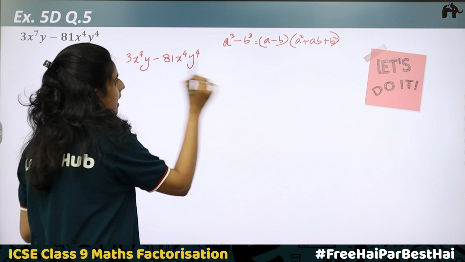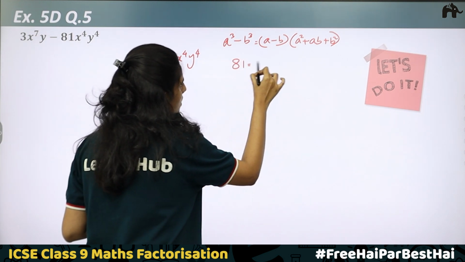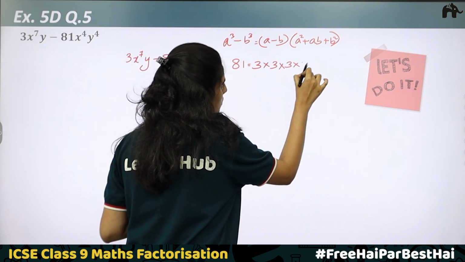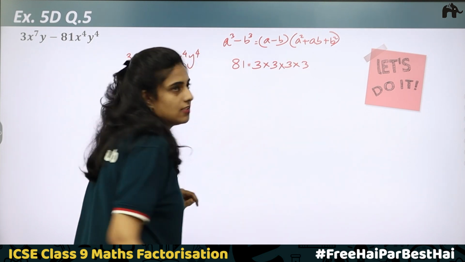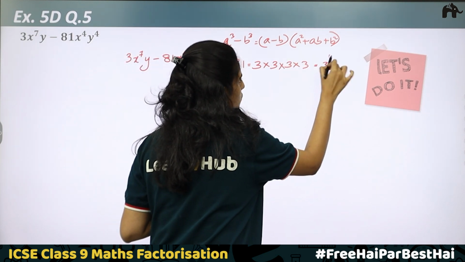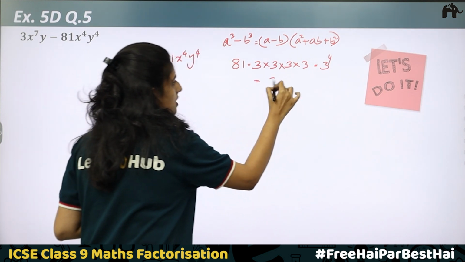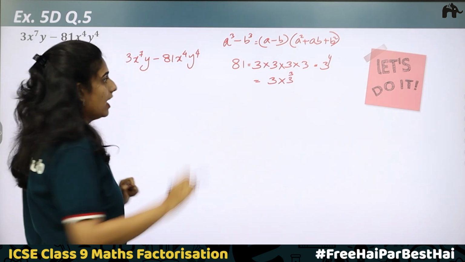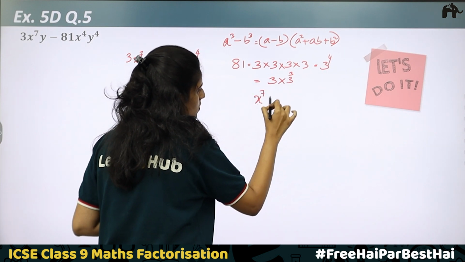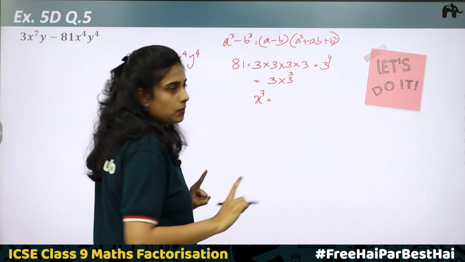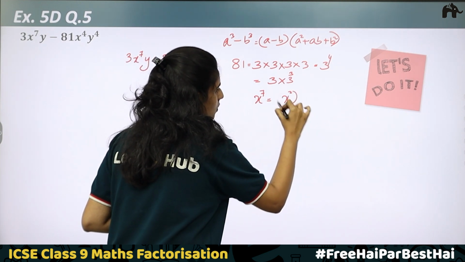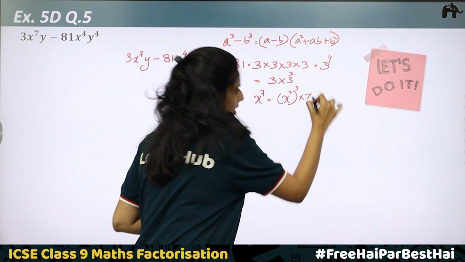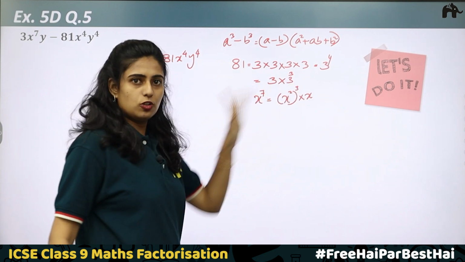Okay. So what is 81? 81 is equal to 3 into 3 into 3 into 3. 3 threes are 9, 9 threes are 27, 27 threes are 81, or 3 raised to 4. Okay. So this can be written as 3 into 3 cube. Now we have x raised to 7. How can you write x raised to 7? We need it in the form of a cube. Okay. So x square whole cube will be equal to x raised to 6. To get x raised to 7, you need one more x. So x into x square whole cube is okay.